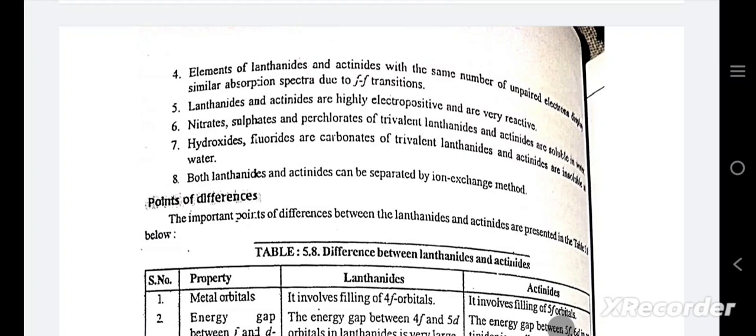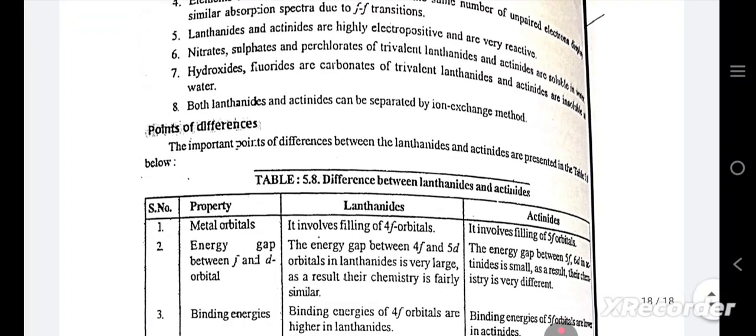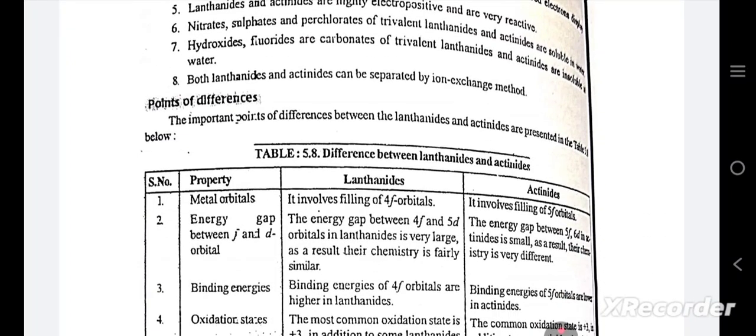Lanthanides and actinides are highly electropositive and are very reactive. Nitrates, sulfates, and perchlorates of trivalent lanthanides and actinides are soluble in water. Hydroxides, fluorides, and carbonates of trivalent lanthanides and actinides are insoluble in water. Both lanthanides and actinides can be separated by the ion exchange method. Points of difference: the important points of difference between the lanthanides and actinides are presented in the table.